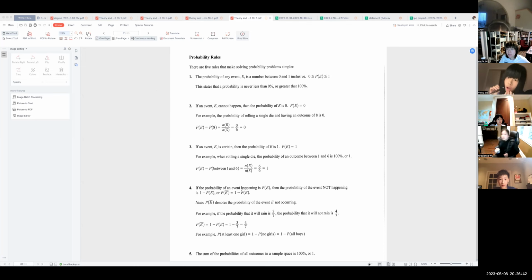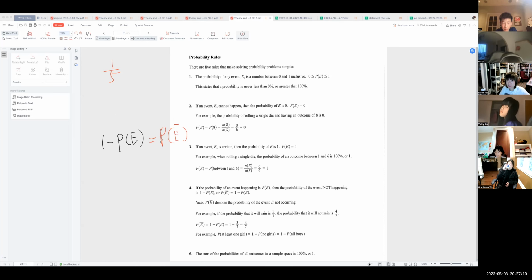Okay? If the probability of an event happening is P(E), then the probability of this event not happening is 1 minus P(E). Haven't I already used this method just now, right? If I say the probability of raining tomorrow is 1/5, then the probability of not raining is what? 1 minus 1/5. Okay, we have another way to represent it: the event not happening is E with a small line drawn above it. That means the probability of the event not happening. Okay, everybody, if you want to take notes, that's the time.